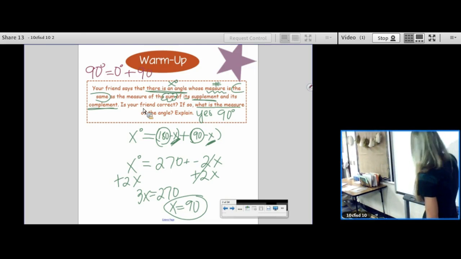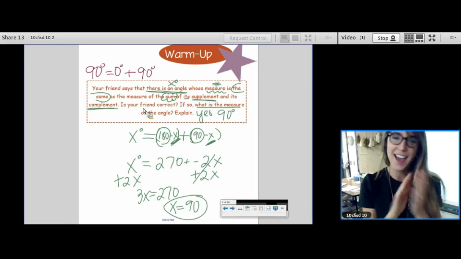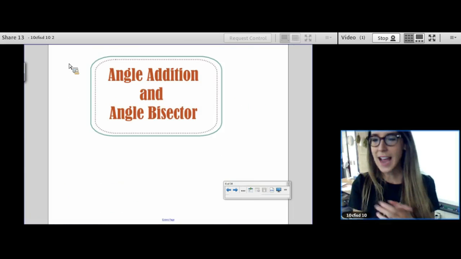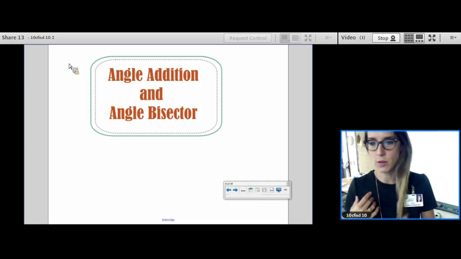Is that a true statement right there? Does 90 equal 0 plus 90? Ding, ding, ding. Yay! Okay? You can title your notes Angle Addition and Angle Bisector. This is really just going to be a review.